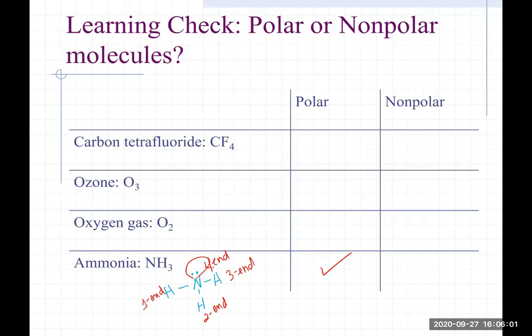And I'll leave the others for you to draw out so that you can have a look at them. But again, we generally have to draw a VSEPR structure to make a determination about whether or not a molecule is polar. And I highly recommend it for O2 and O3 because you're going to see some big differences between those 2 molecules when you do the VSEPR structures.